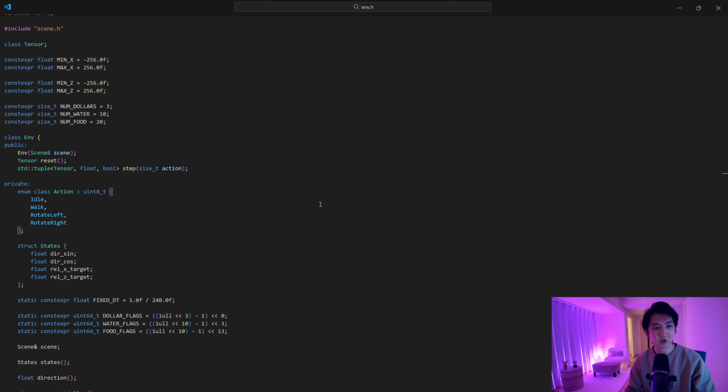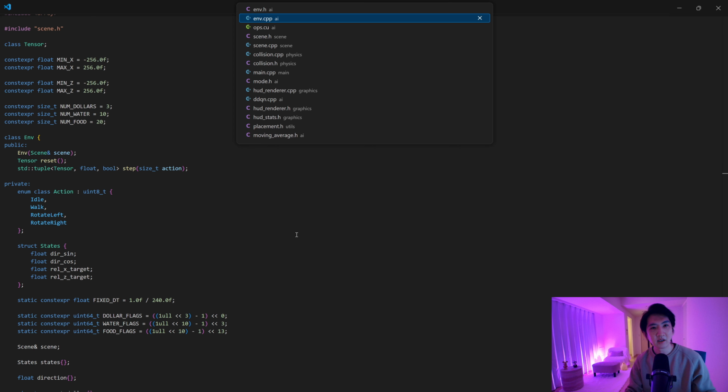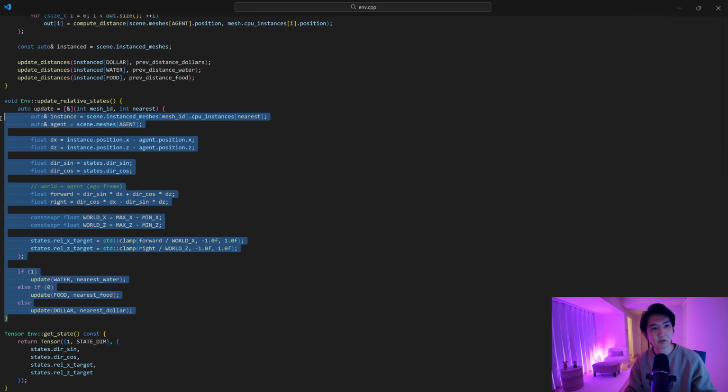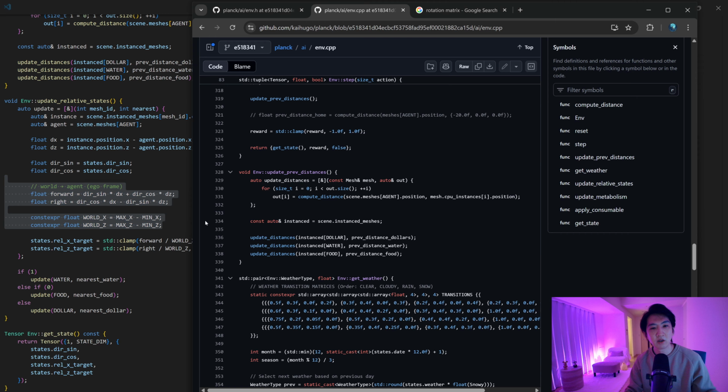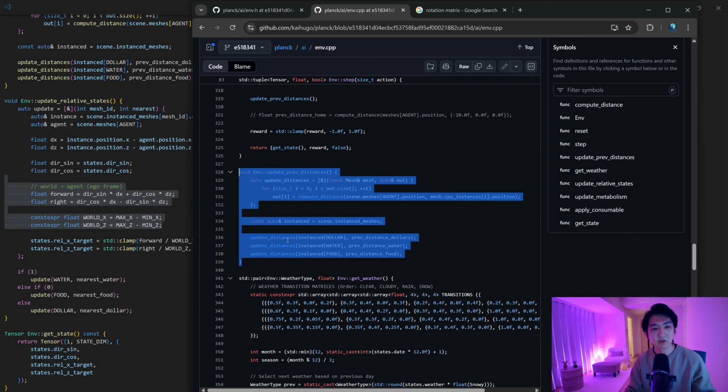So in the previous video, I explained how I compressed relative distances to the resources by just including relative distance of x and z to the target. And in that video, I showed you this function where these states get computed and briefly mentioned that the way this gets computed has changed due to these extra code. And in today's video, I'd like to explain the differences.